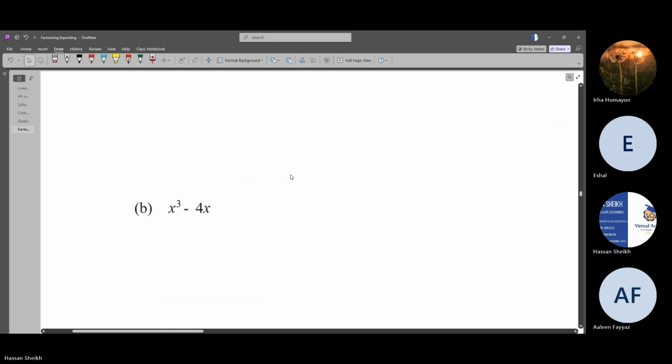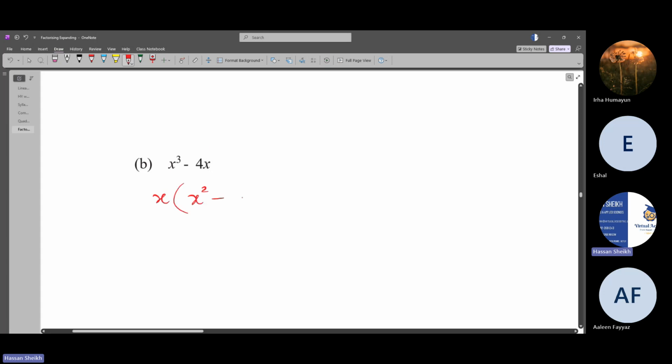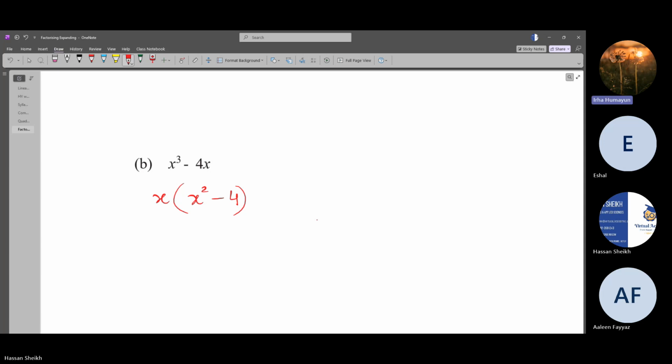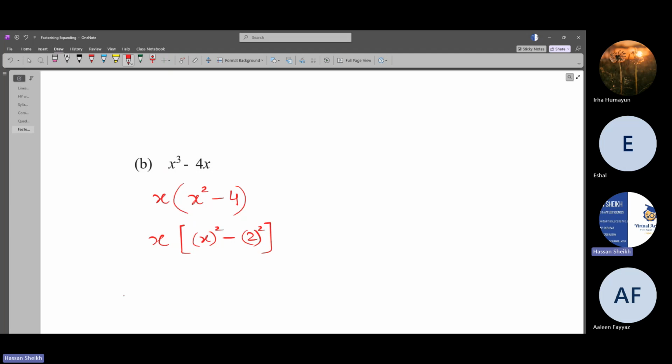Okay, great. This one is simple. Take x common, and then inside the bracket we will have x squared minus 4. Are we done? No. Why? Check. Don't we have a difference of squares formula made up in the bracket? Yes, sir. It would be x, and then in brackets x plus 2 and x minus 2. Are we done now? Yes.